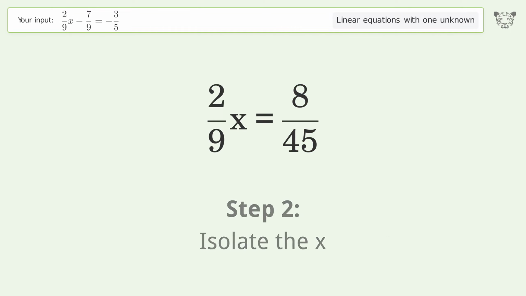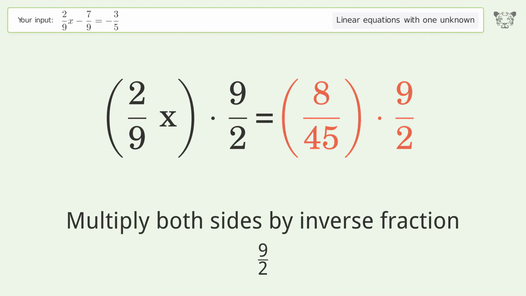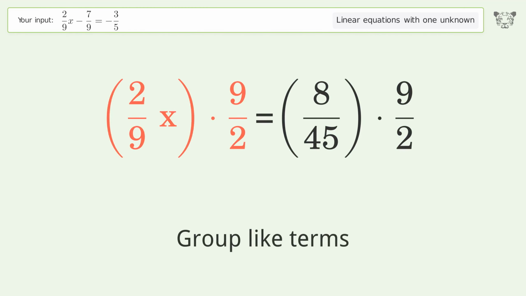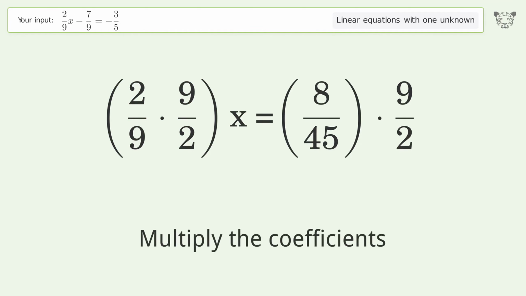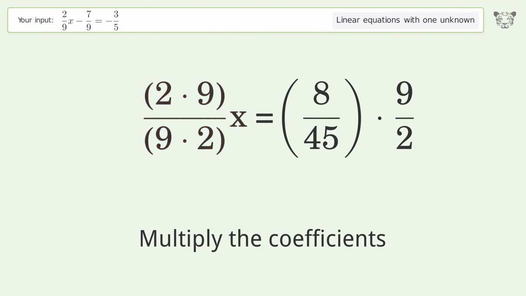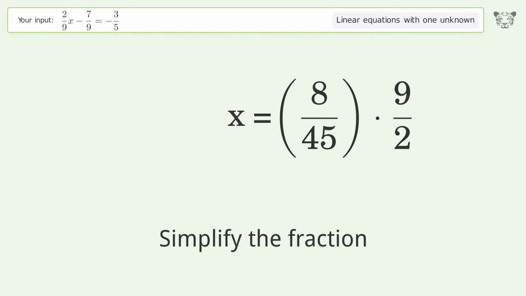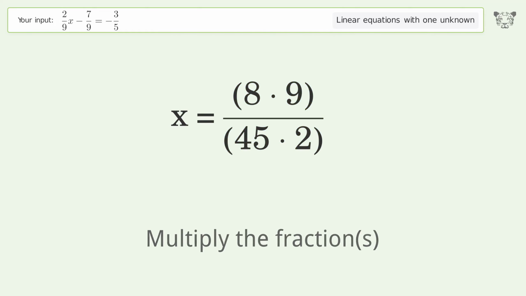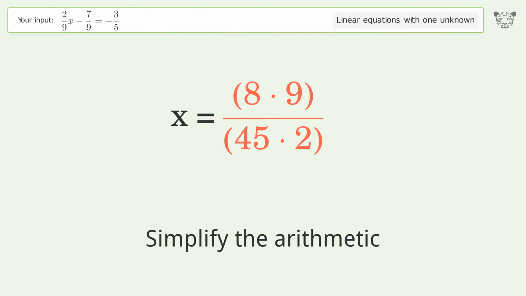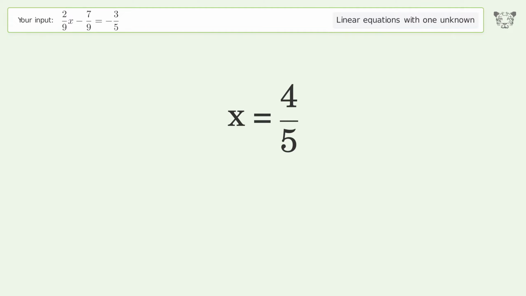Isolate the x. Multiply both sides by inverse fraction 9/2. Group like terms. Multiply the coefficients. Simplify the fraction. Multiply the fractions. Simplify the arithmetic. And so the final result is x equals 4/5.